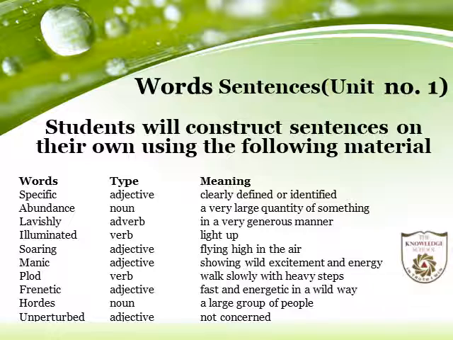Specific means clearly defined or identified, कोई मखसूस कोई ख़ास चीज़, and this is an adjective. Second word is abundance. It is a noun, a very large quantity of something, किसी चीज़ की बहुत ज़्यादा quantity. Lavishly, it is an adverb, in a very generous manner. Fourth word is illuminated. It is a verb. It means to light up, roshan karna, jalana.